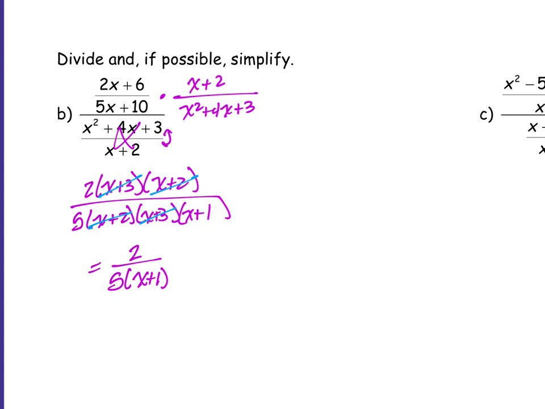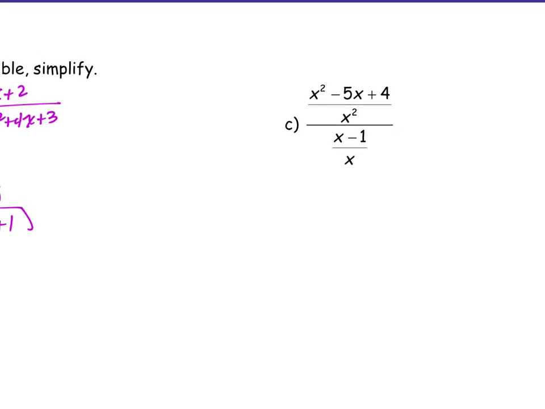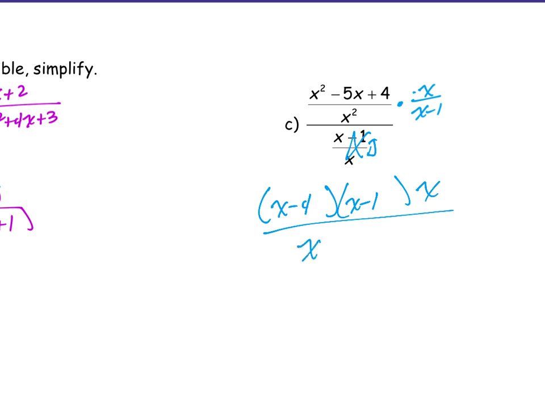Okay? And then the last one, if I flip this one, it becomes times x over x minus 1. So I factor the top and I get x minus 4 times x minus 1 times x all over x squared times x minus 1. So the x minus 1's go away, this x goes away, and one of those x's goes away. So I should get x minus 4 divided by x.